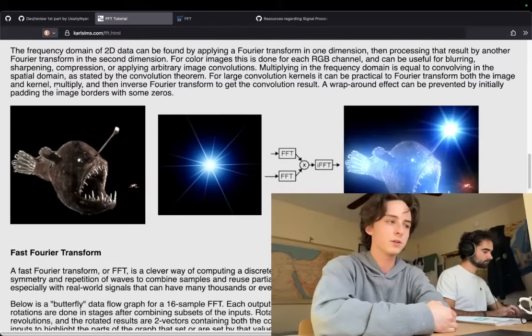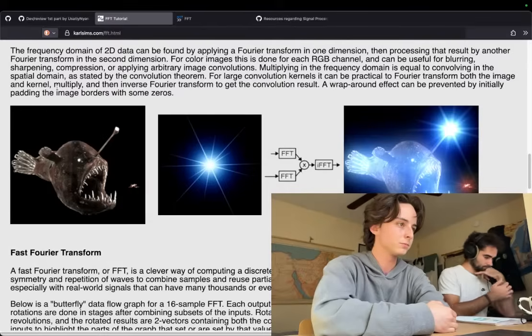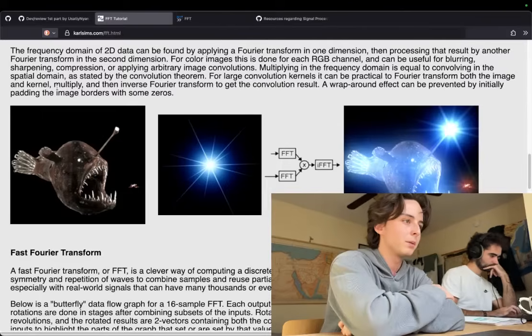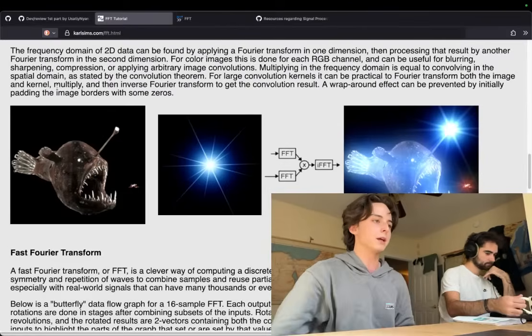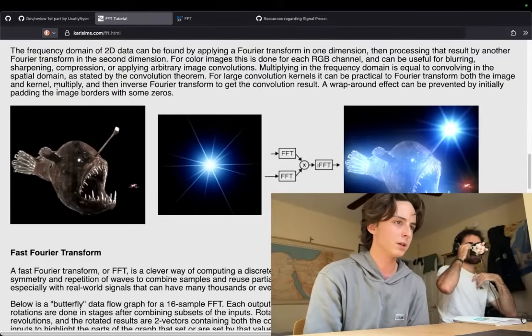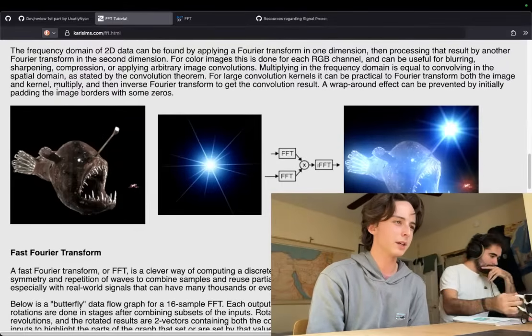Oh, the frequency domain of 2D data can be found by applying a Fourier transform in one dimension. This is 2D data, an image, an X and Y.